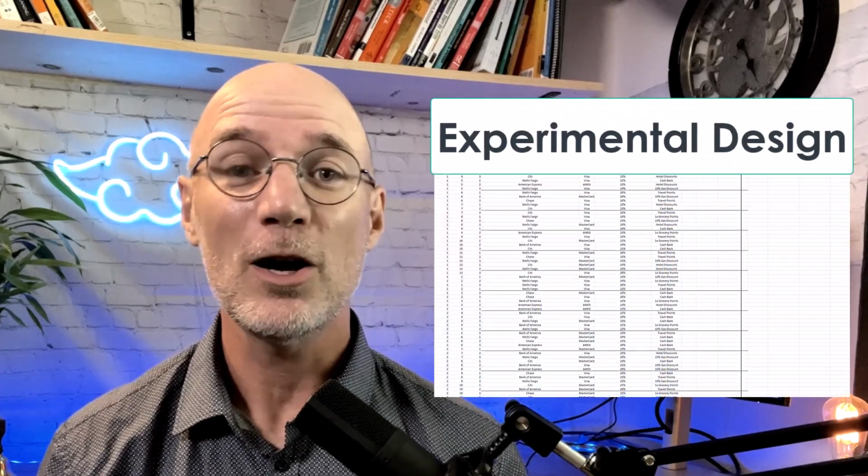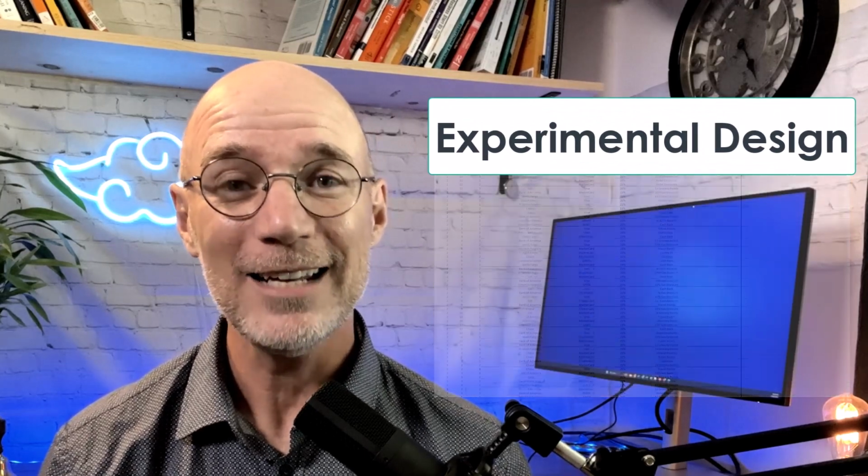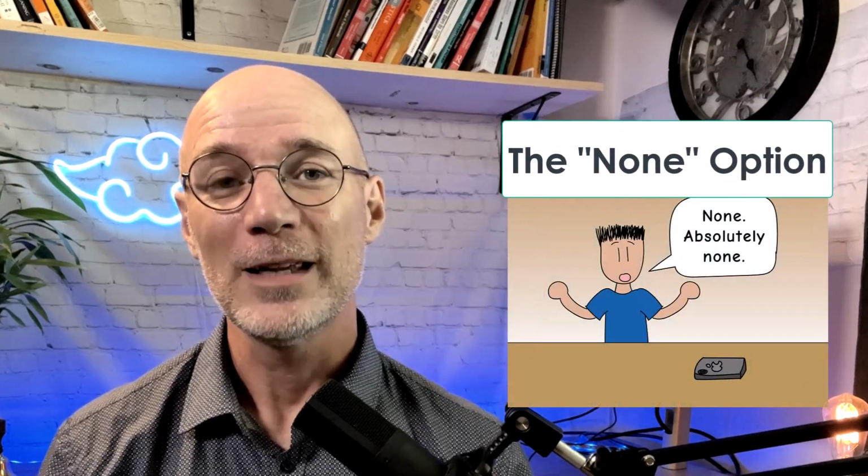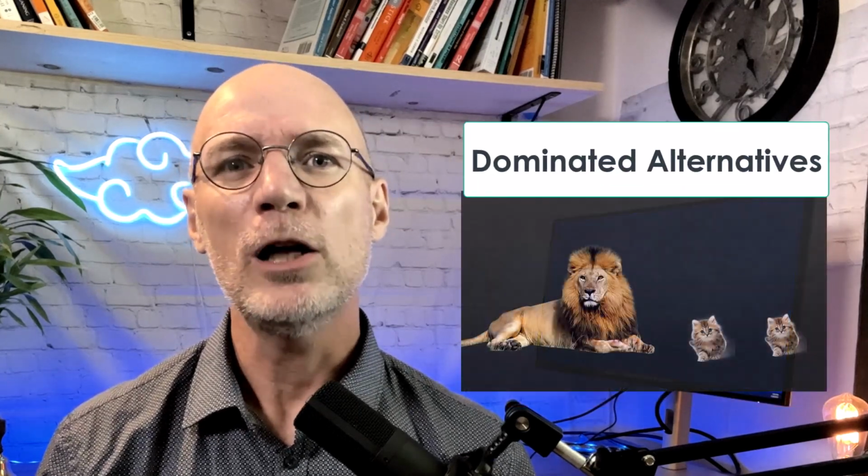We'll talk about the blueprint of the choice task called experimental design. We'll talk about prohibitions and why you should be extremely careful with them. We'll talk about the none option in the choice task. And we'll mention something called dominated alternatives.